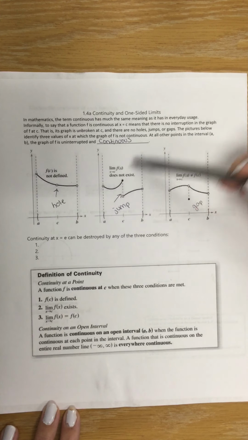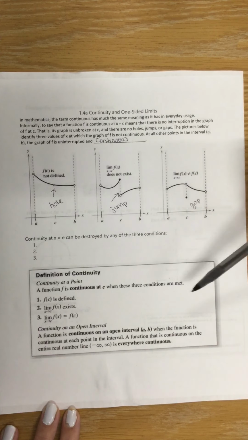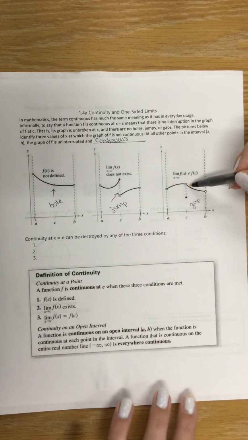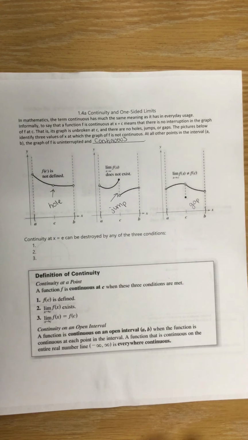Here the limit does not exist because we're going in two different directions, so that can't be continuous. And here we have that gap. The limit of the function doesn't actually equal the point there, and therefore it would not be continuous.